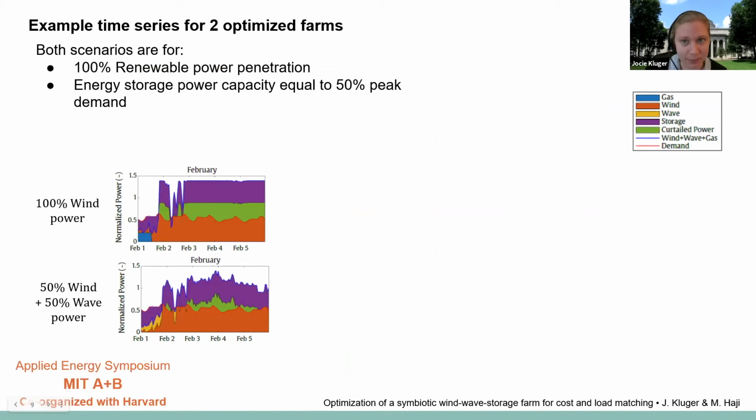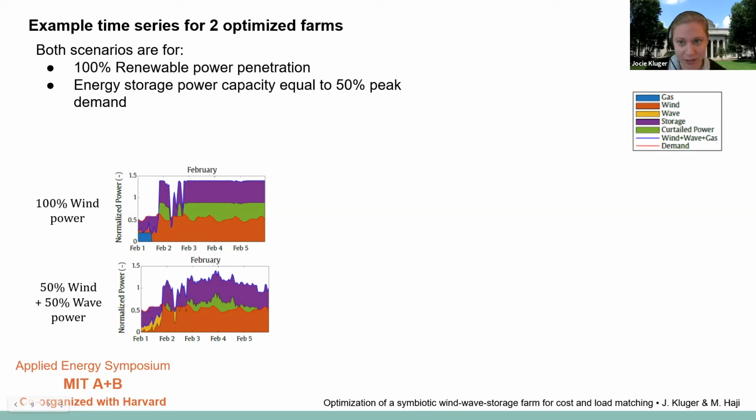Here are a couple examples of what the results looked like for two different optimized points of the parameter sweep. For both of these examples, we used 100% renewable power penetration and energy storage power capacity equal to 50% of the peak demand. These plots show a 5-day snapshot of the power balance. The blue area is the gas power, the red area is the wind power, the blue line is the sum of the wind, wave, and gas power. The red line is the smooth demand.